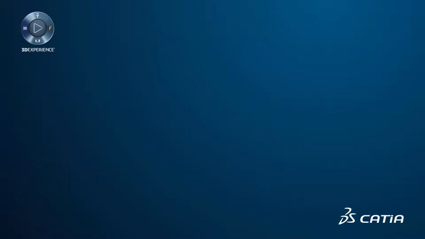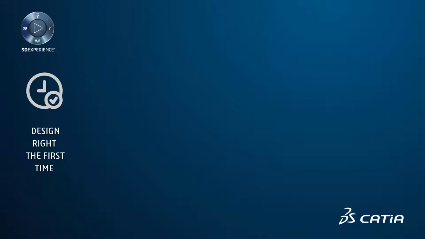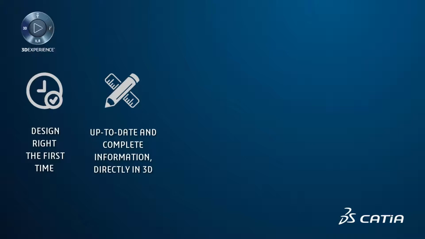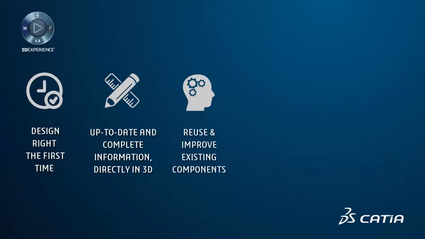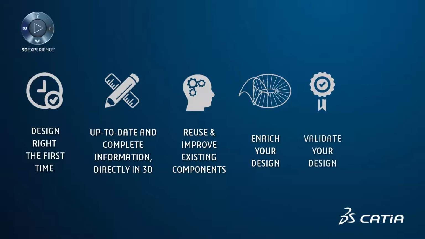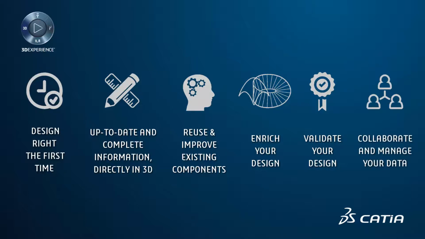With CATIA Engineering Excellence, you will reduce time to market by getting the design right the first time. Always access up-to-date and complete information directly in 3D. Easily reuse and improve existing components. Enrich your design with sophisticated and complex shapes. Validate your design to reduce the need for physical prototypes. Collaborate and manage your data with your team and others.